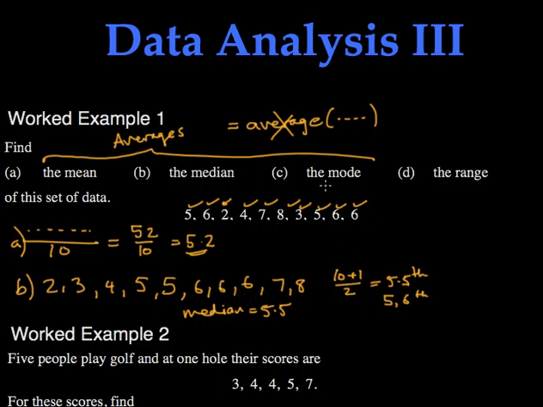For question C, it's asking for the mode, and the mode is the most common. So I noticed that I've written 6 3 times, so therefore the mode is 6 because it featured the most times. Finally, the range is the largest value subtracting the lowest value, so that's going to be 8, the largest value, and then subtracting 2, the lowest value. So this is 8 minus 2, which is 6.